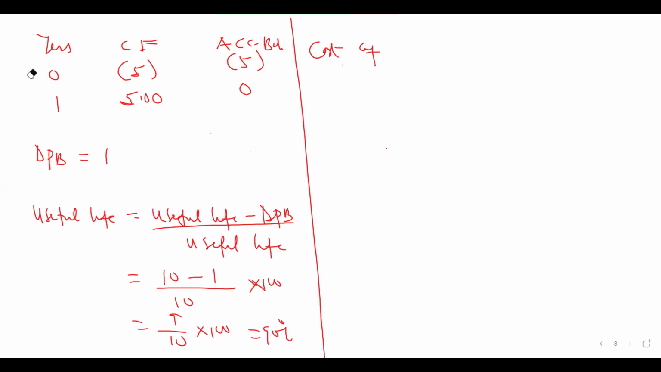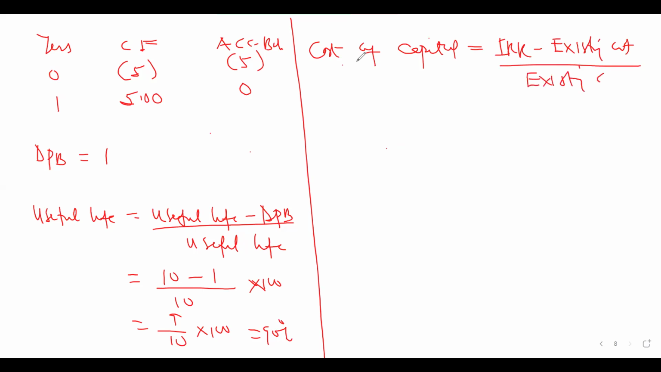Let's go to the one on cost of capital. If you want to find the cost of capital, we are just looking for the percentage increase in the cost of capital that will give us the internal rate of return. So we have the internal rate of return minus the existing cost of capital, divided by the existing cost of capital, multiplied by 100. Mostly, if they want to examine you, it will be on the variables.